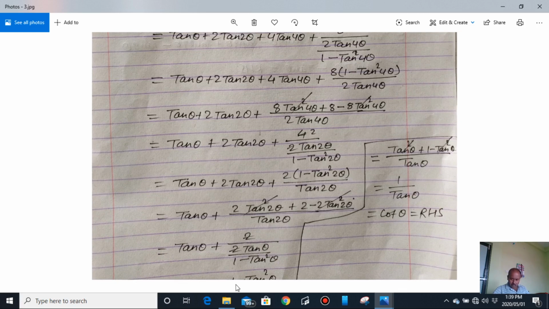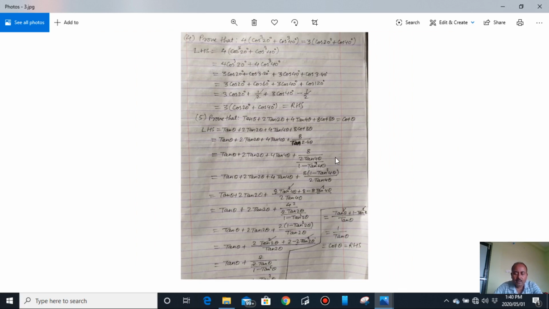Here one step is missing, so you can understand: the 2 cancels and it will jump up, meaning 1 minus tan square theta by tan theta. The 1 is hidden in the numerator here, so it is 1 minus tan square theta by tan theta, because 2 got cancelled. And then take LCM tan theta. The denominator tan theta into tan theta becomes tan square theta, and this 1 minus tan square theta will go up. Tan square theta cancelled. 1 by tan theta is cot theta. Is it? So if you have difficulty, repeat the video.